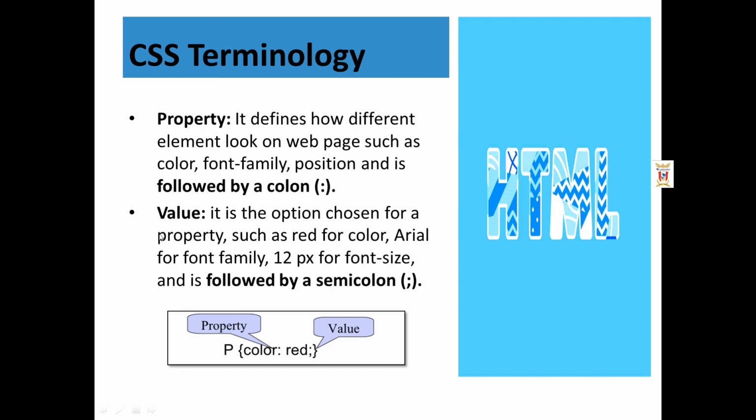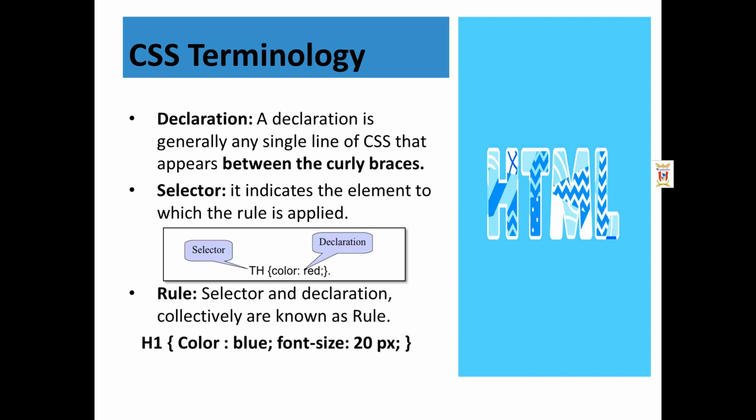Let's take one example. You can see in this picture, P is the paragraph tag, and color is the property. Then it is followed by a colon. Next, red is the value and it is followed by a semicolon. So this is how property and value work. Property and value together are called the declaration. A declaration is generally a single line of CSS that appears between the curly braces.